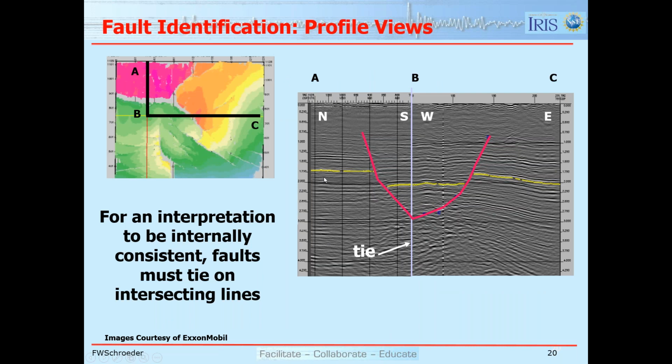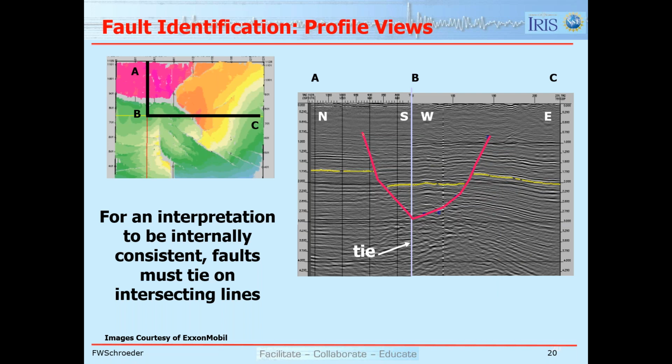When I'm doing my fault identification, I can look at north-south lines, such as segment AB, and I can look at where it intersects an east-west line, such as BC. So here we go north to south. This is the intersection point. Now I'm going from west to east, and the yellow would be a mapping horizon. The red is an interpreted fault. And let me get my pointer.